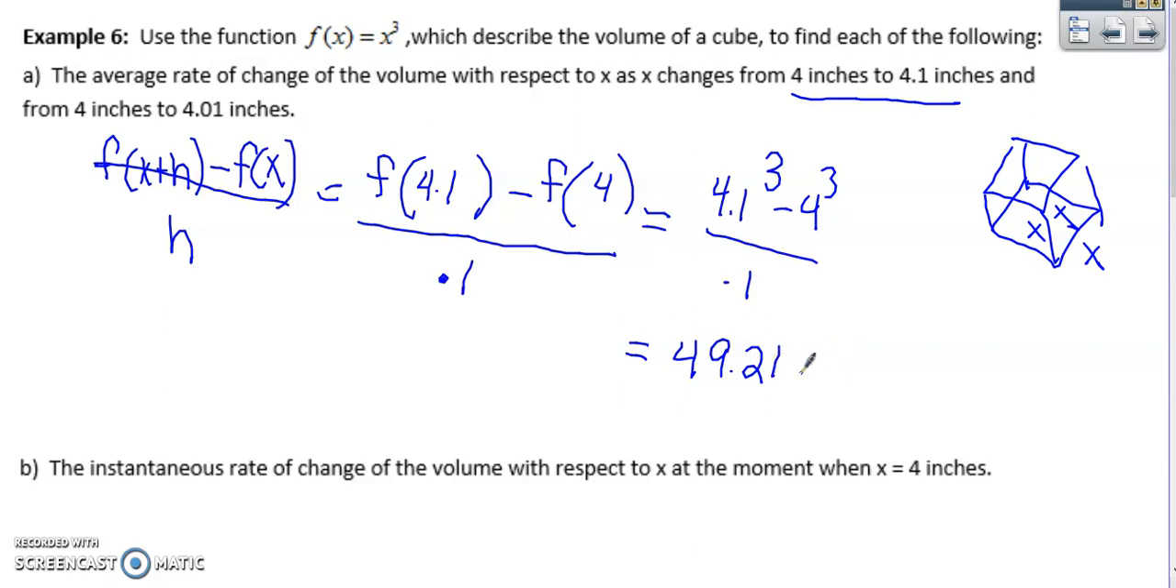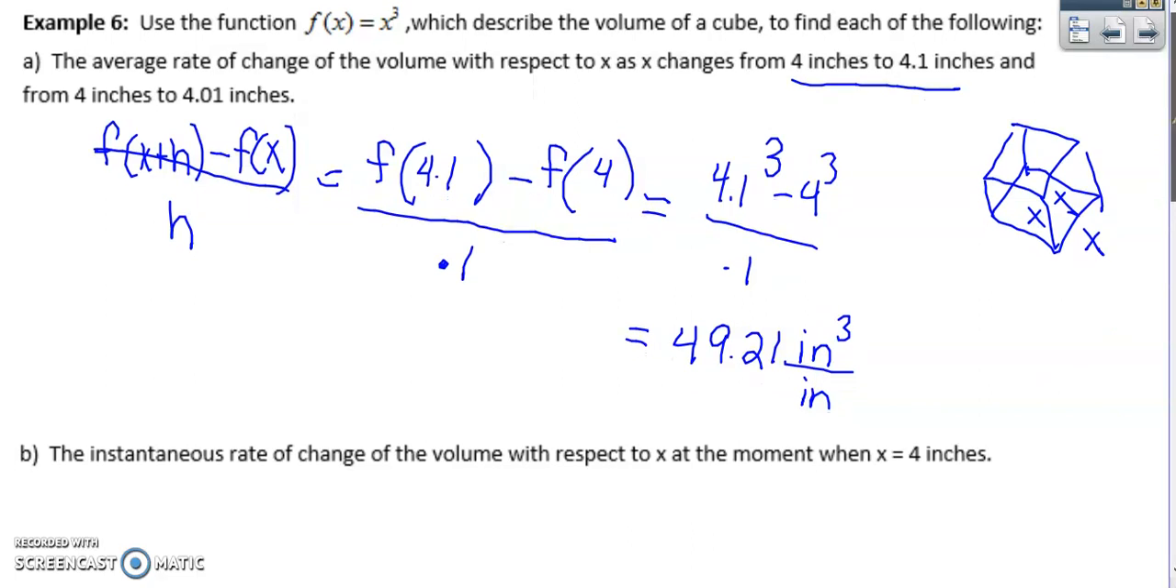Now the units on this are inches cubed. Okay, we're talking about a cube, right? This is cubed, this is cubed. So inches cubed over, what was the unit on this 0.1? The difference there was just inches. So how does this make sense with the definition of the derivative? The volume is changing by 49.21 cubic inches per inch that it changes. But what's kind of interesting is that it's only true at that very point. Okay? All right. So we have that idea of, what does this represent?